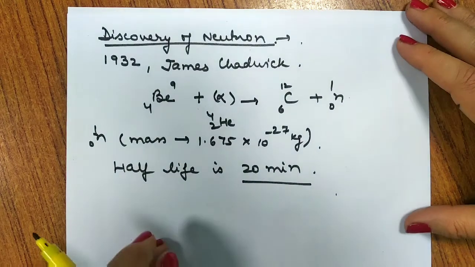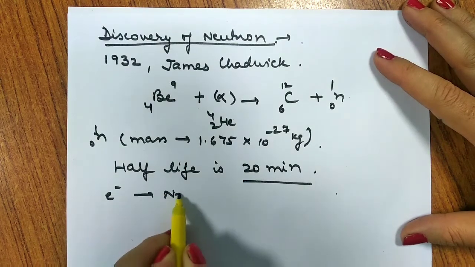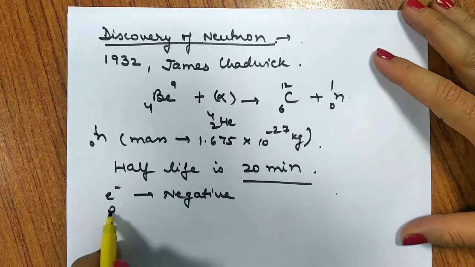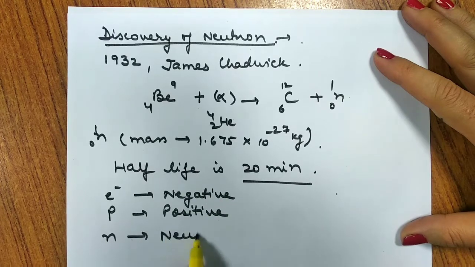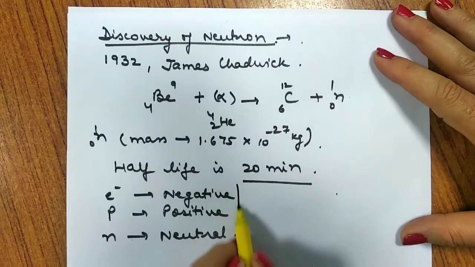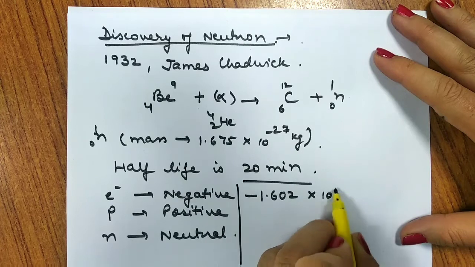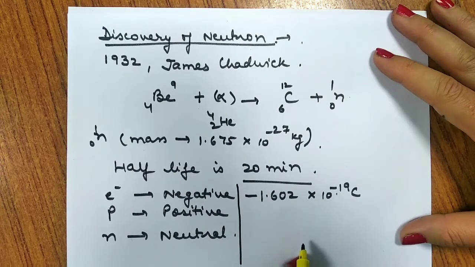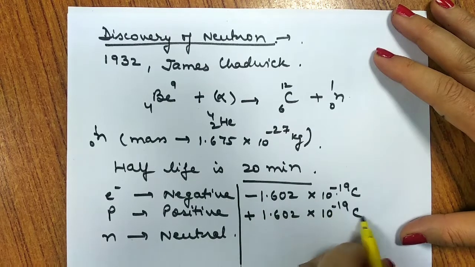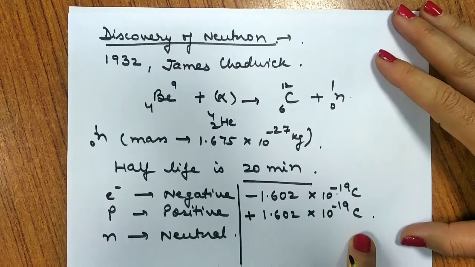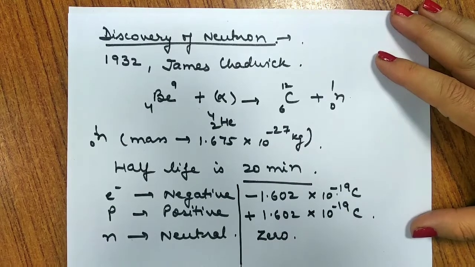Now, from the discovery of the electron, proton and neutron, we reach some conclusions: electrons are negatively charged particles, protons are positively charged particles, whereas neutrons are neutral. Second, the charge on an electron is -1.602 × 10^-19 coulombs. On a proton, the charge is the same with opposite sign, +1.602 × 10^-19 coulombs. Whereas neutrons have zero charge.